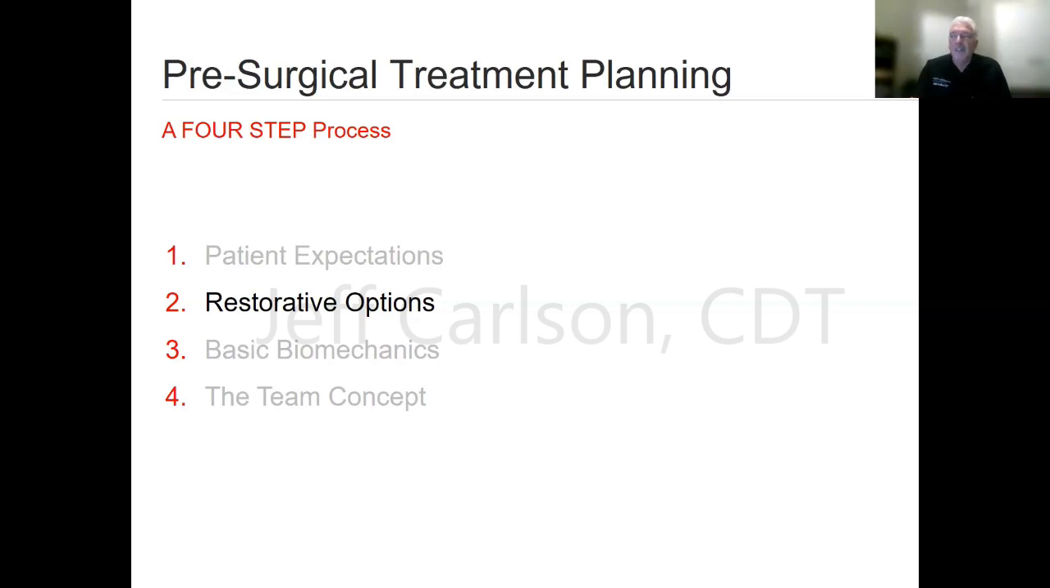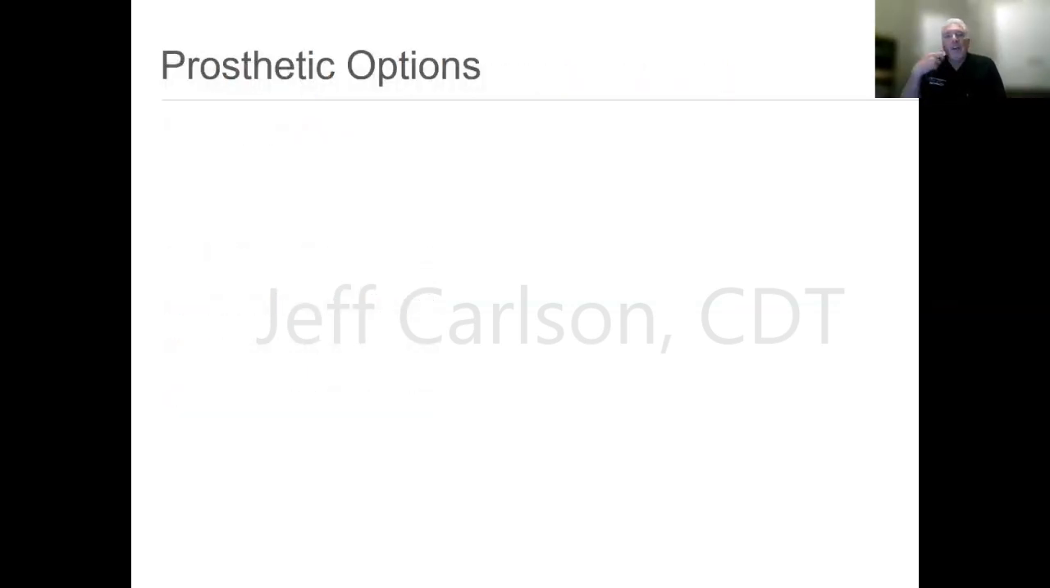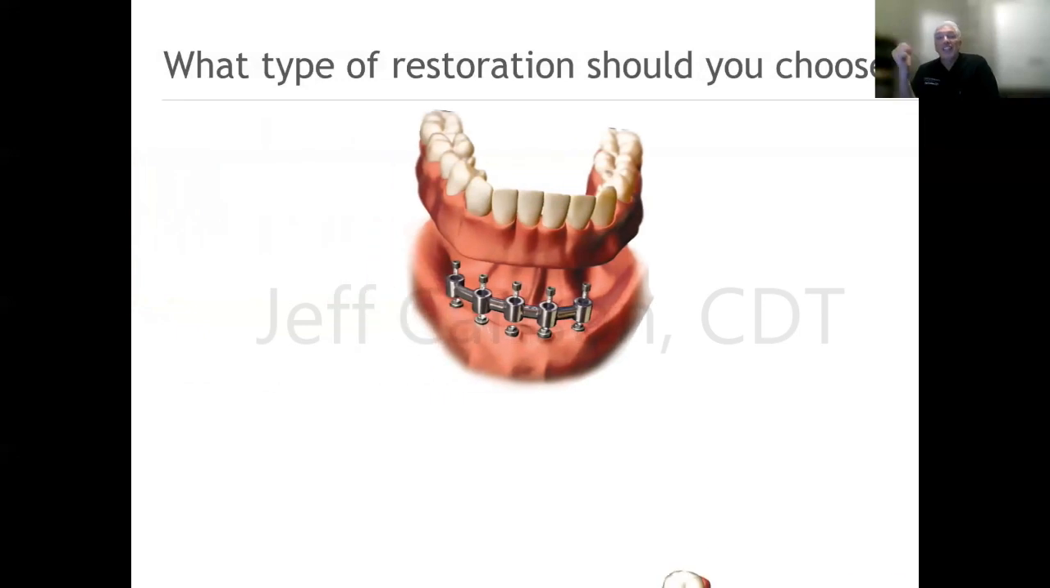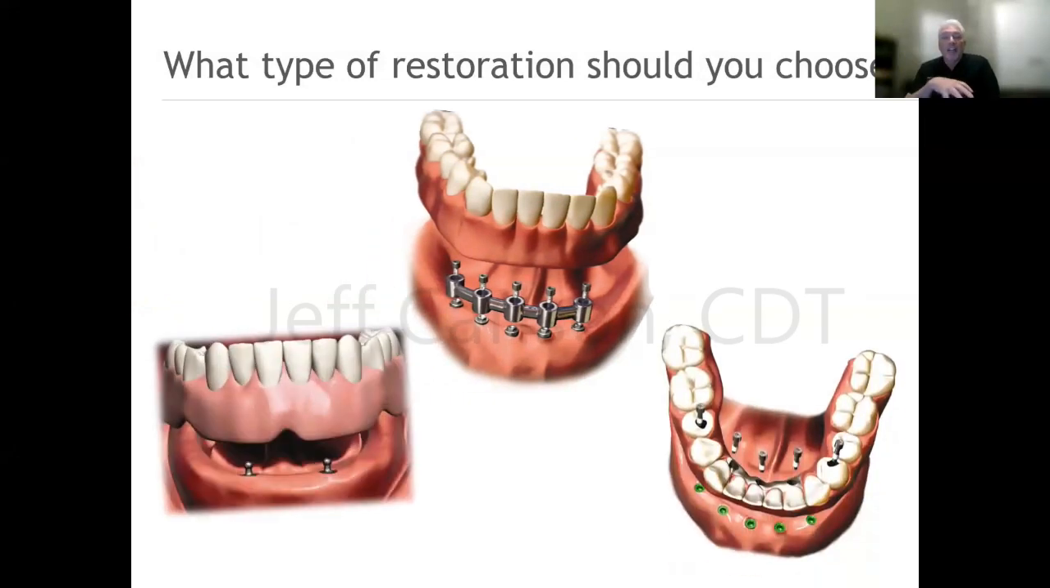So then let's look at the restorative options. Now we know what their expectations are. It's kind of like, well, how do we choose? Well, the expectations are going to help guide you. Here we're looking at this is an FP3 over here. This is your hybrid, the All-on-X type of cases here.